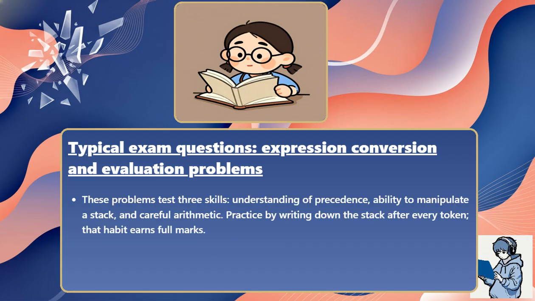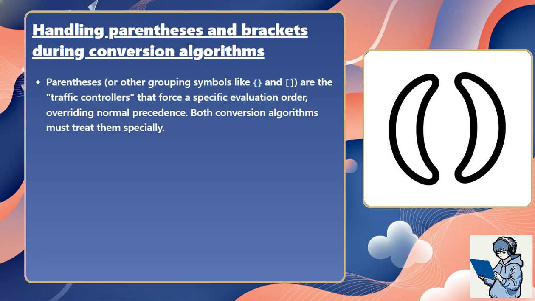These problems test 3 skills: understanding of precedence, ability to manipulate a stack, and careful arithmetic. Practice by writing down the stack after every token. That habit earns full marks. Parentheses or other grouping symbols like curly braces and square brackets are the traffic controllers that force a specific evaluation order, overriding normal precedence. Both conversion algorithms must treat them specially.